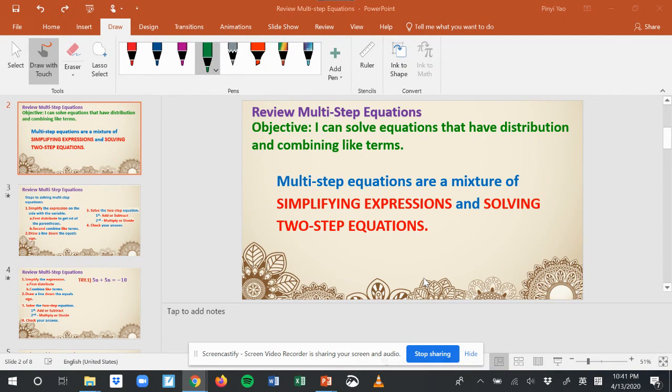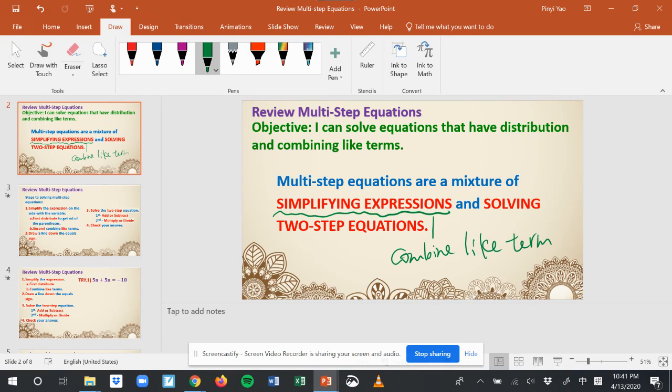So first, multi-step equations are a mixture of simplifying expressions, which you have dealt with. One of them is combine terms, and the other is distribute. These are the two. And after you simplify the expressions, then we're just solving two-step equations.